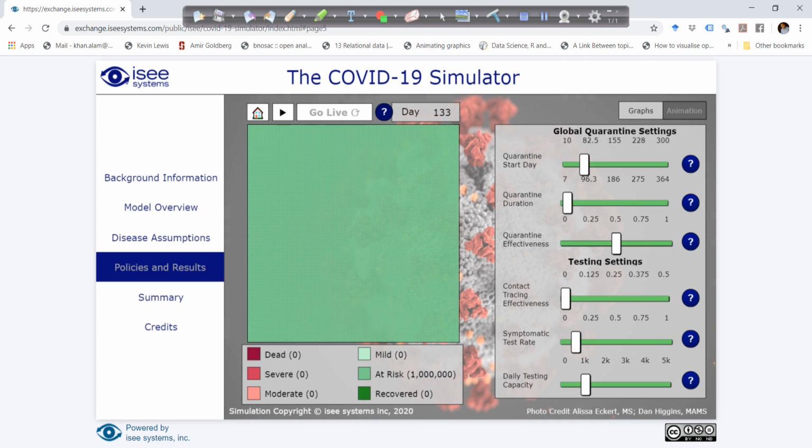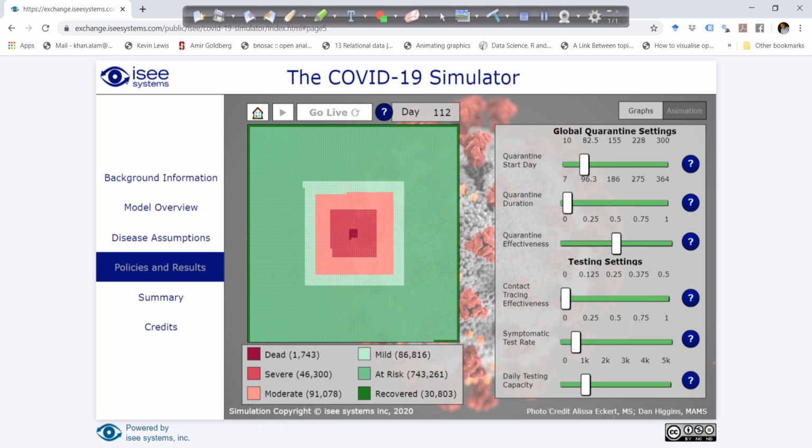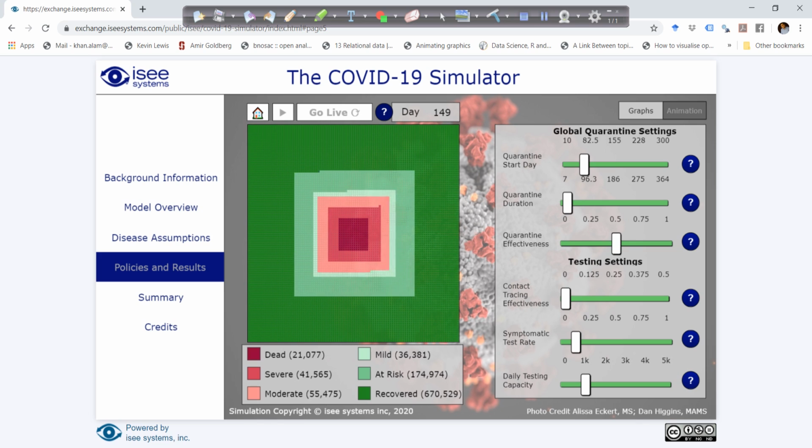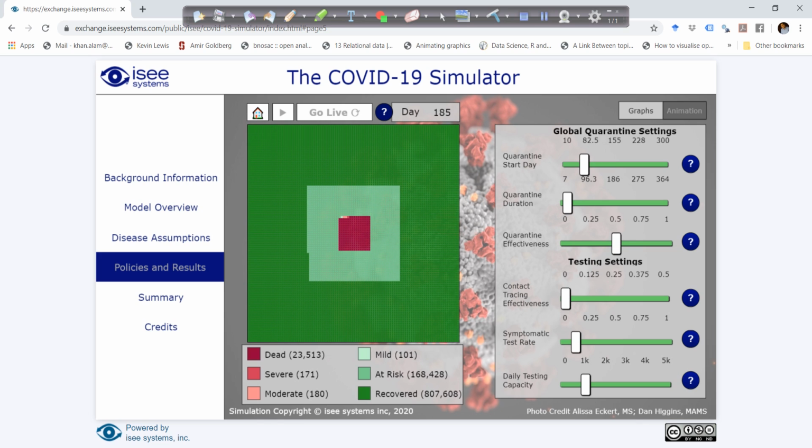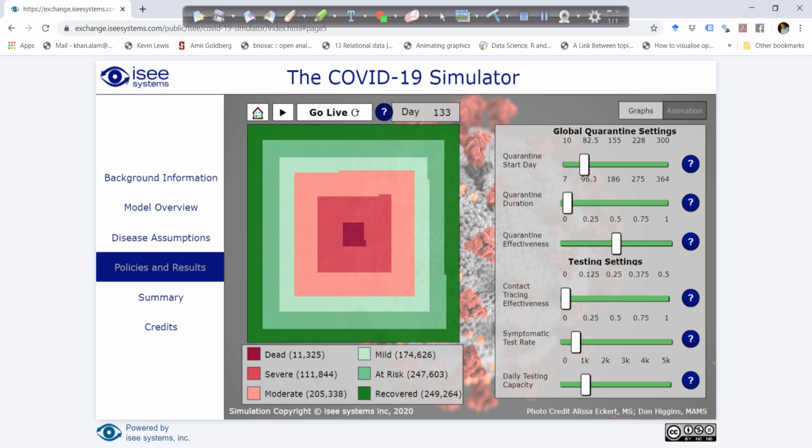So we can actually look at how the spread happens. If we press the animation side of it and press go live, this will show us how, after entering one person, the disease spreads. This basically showed how it would spread and how people would recover. What happens if the quarantine is taken at the right time?